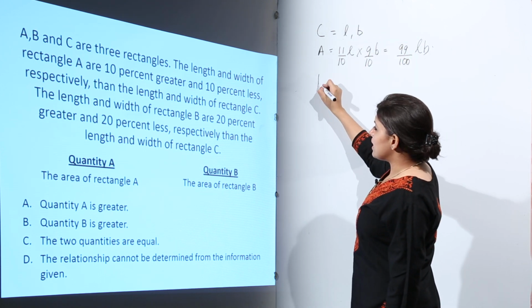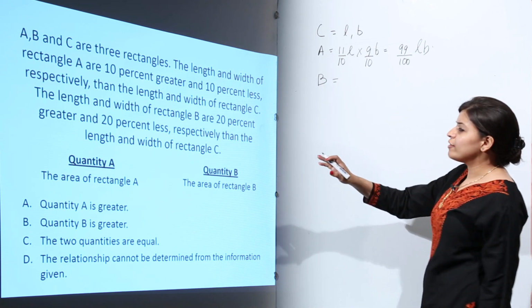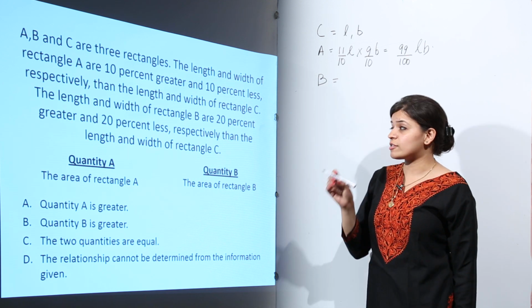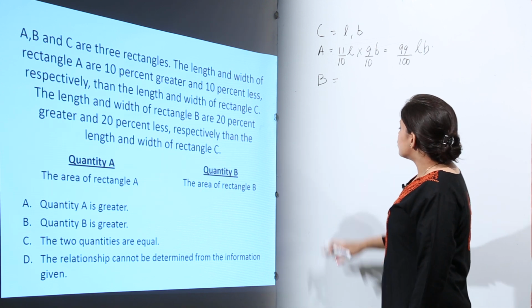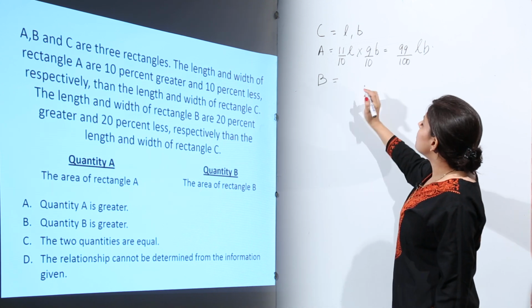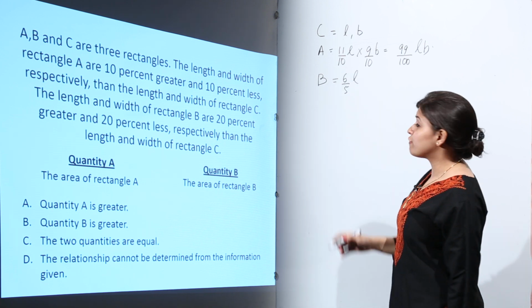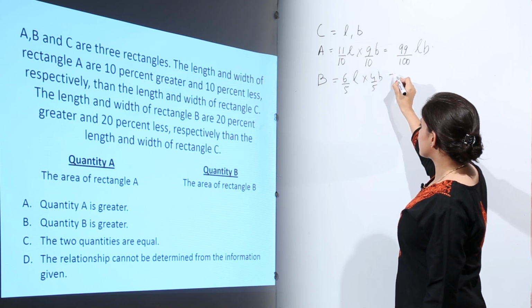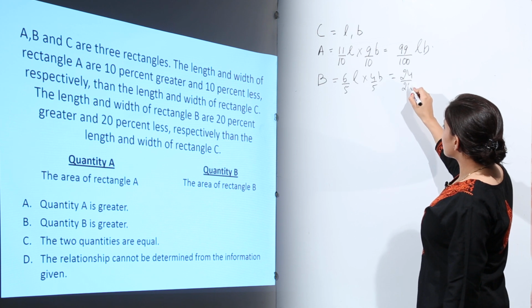Now the question says that we have another rectangle B. The length and width of rectangle B are 20% greater and 20% less respectively than the length and width of rectangle C. So 20% greater will make it 6 by 5 L. 20% less will make the breadth 4 by 5 B, which makes it 24 by 25.